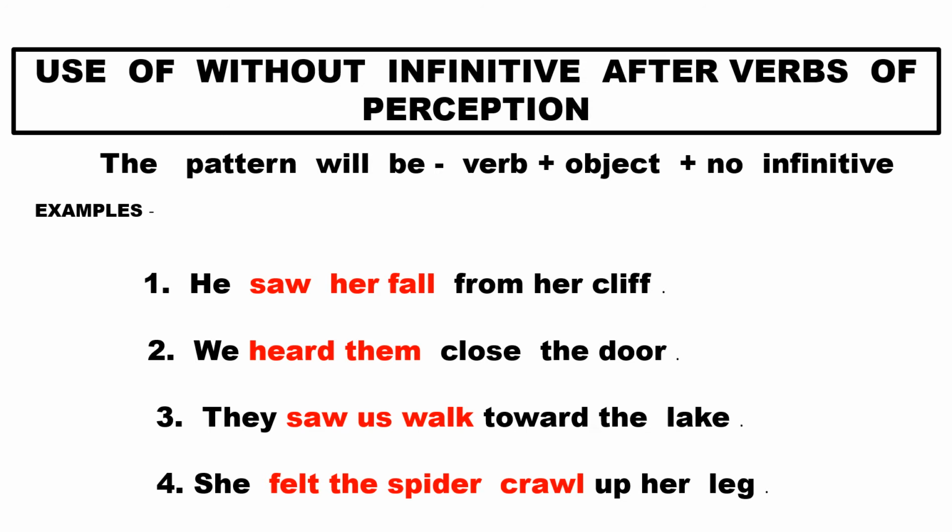Like the other example, "We heard them close the door", we are taking "to" in sense only, in meaning only. We are not writing "to" here. "They saw us walk towards the lake." Here "saw" is the verb, "us" is the object, and after the verb we do not write the infinitive "to", but we take it in the meaning. "They saw us to walk towards the lake." Like "She felt the spider crawl up her leg." Here "felt" is the verb, "the spider" is the object, and after the verb we are taking the infinitive, but we are not writing it. So we have seen the use of the infinitive after the verb, but we are taking "to" only in the meaning. We are not writing it after the verb.